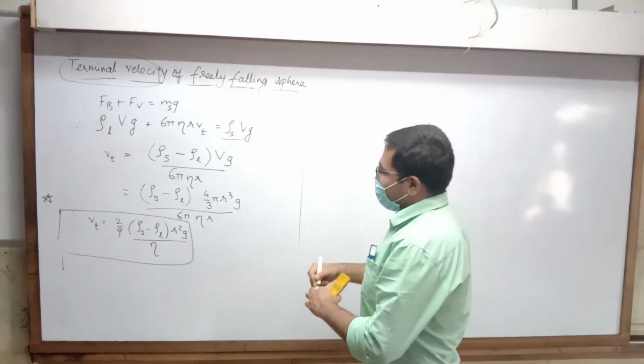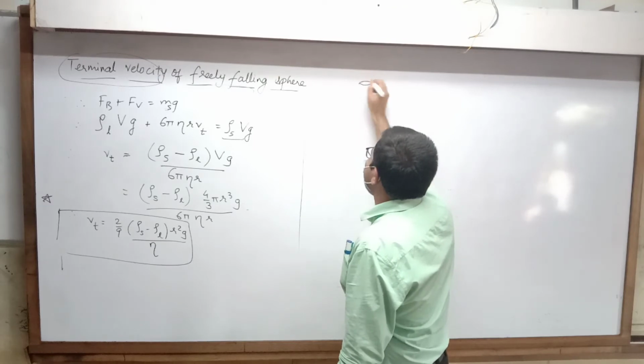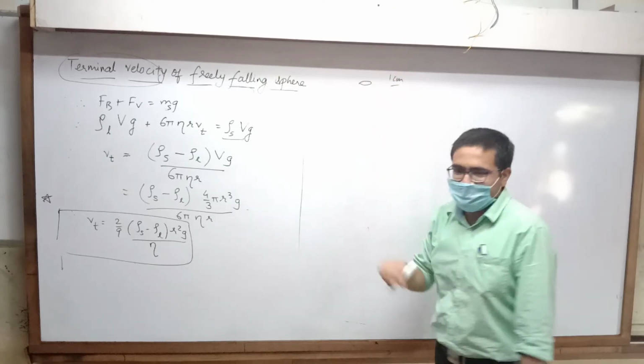Okay, so suppose you have to do it for a raindrop whose, let's say, radius is 1 centimeter.